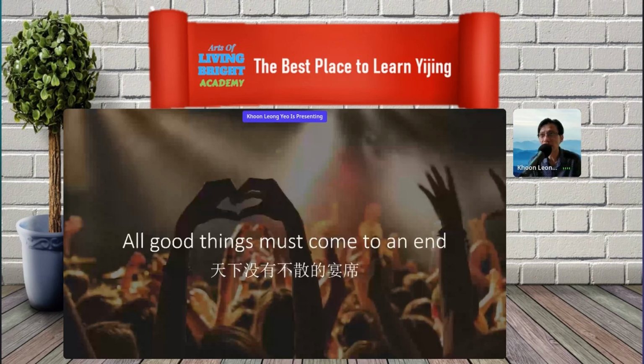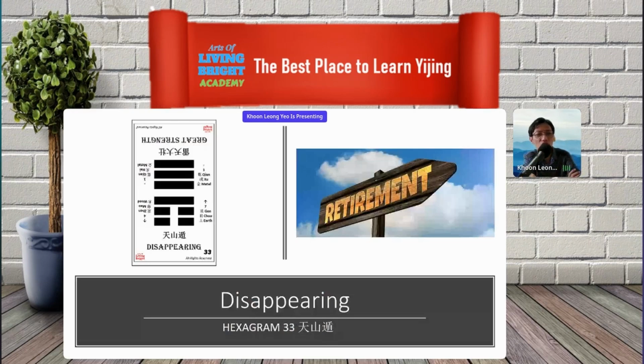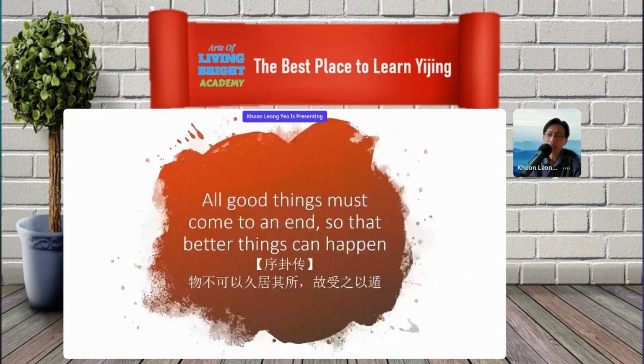So now that we know that all good things will come to an end, that leads us to the next hexagram, which is called disappearing. Hexagram 33, 天山遁. Ending means disappearing. So it's 天山遁. On top is 乾卦, below is 艮卦, right? So it says here, all good things must come to an end so that better things can happen. Wow, what motivating words.